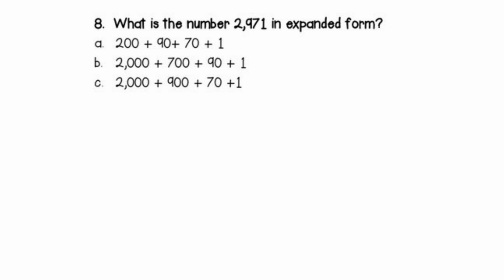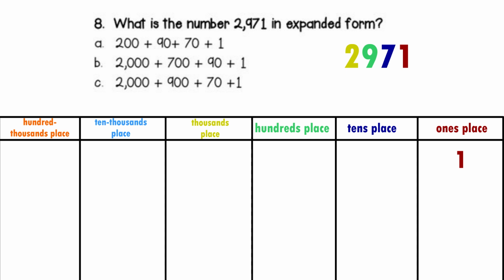Let's use our knowledge of place value and expanded form to solve this problem. We will start by looking at each digit in 2,971. The 1 is in the ones place. This tells us that we have 1 one, or 1 times 1. What about 7? The 7 is in the tens place, so we have 7 tens, or 7 times 10. This gives us 70.